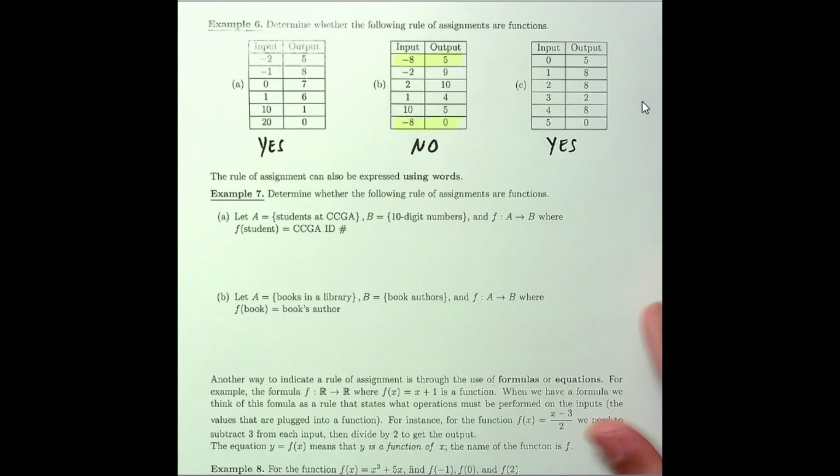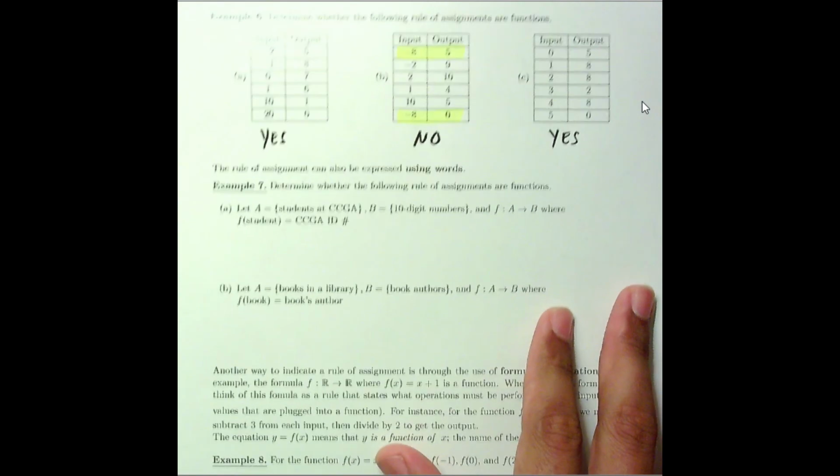Okay, another way of expressing a rule of assignment, besides diagrams and tables, is using words. You can use words to describe the process of assignment, to describe how an input is associated to an output. So let's look at these examples and determine whether they are functions or not.